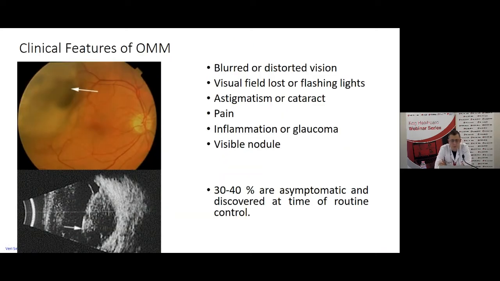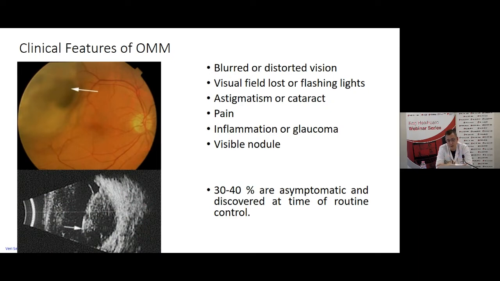So what are the symptoms of patients with melanoma? Basically, most patients are asymptomatic. That means that they don't have any kind of visual symptoms. They don't feel anything until the tumor gets larger and larger in the eye. So regular ophthalmic examinations are very important.